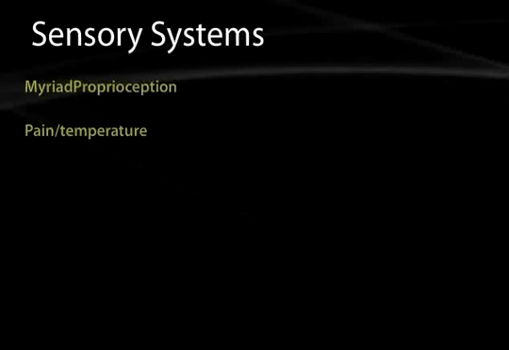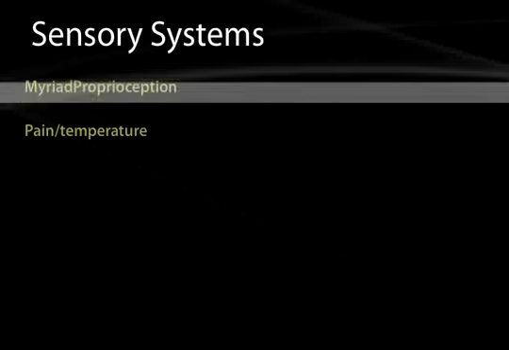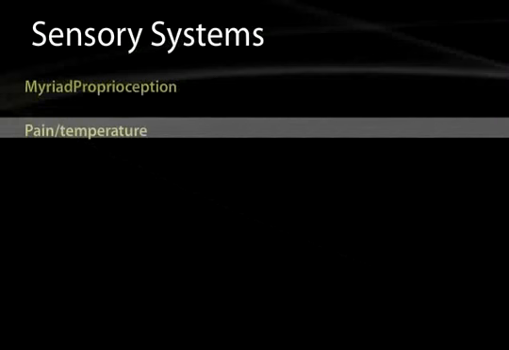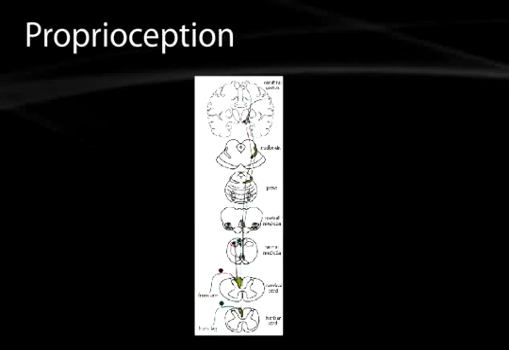What other sensory systems do we need to talk about? Well, let's really make sure that we have the pathways of proprioception and pain and temperature down, because these are very high yield pathways. As you can see on this slide, we test proprioception with vibration and position sense. We test it by wiggling the patient's toes and determining whether they can tell us which direction we wiggled the toes. That information enters in through the dorsal root.